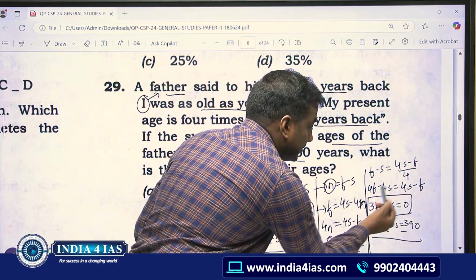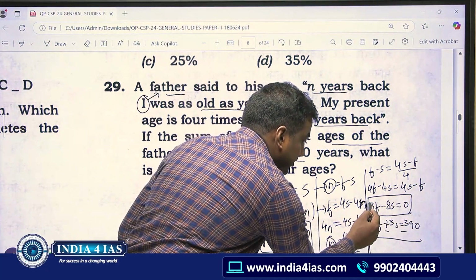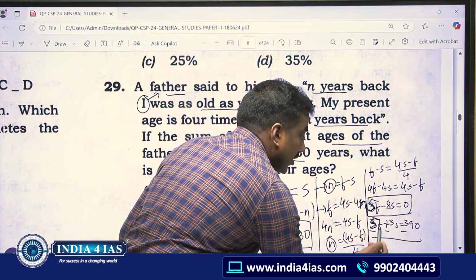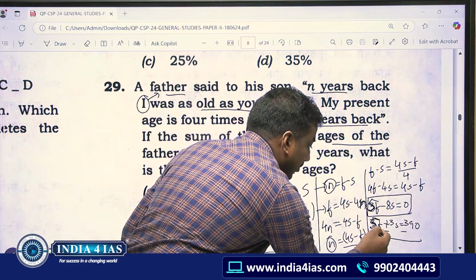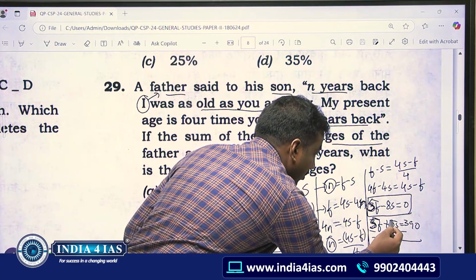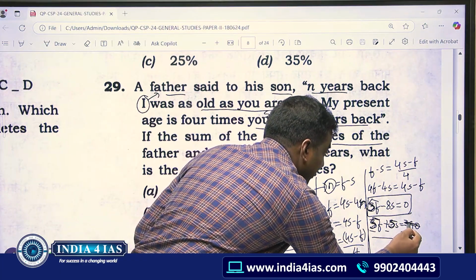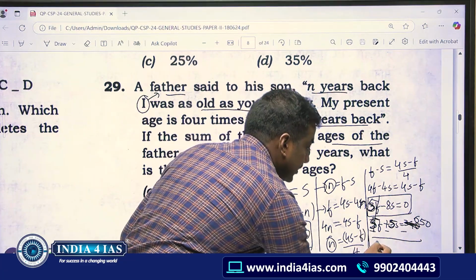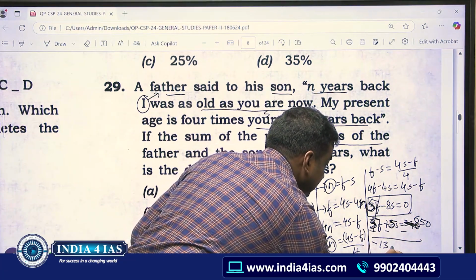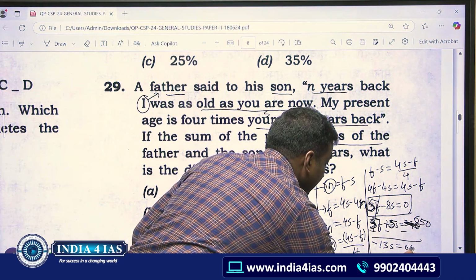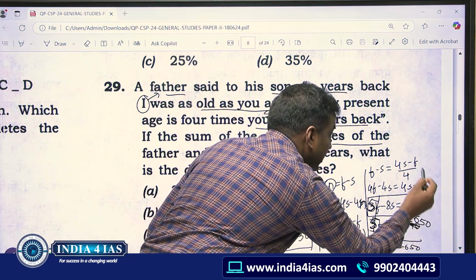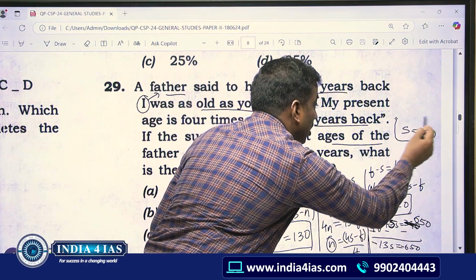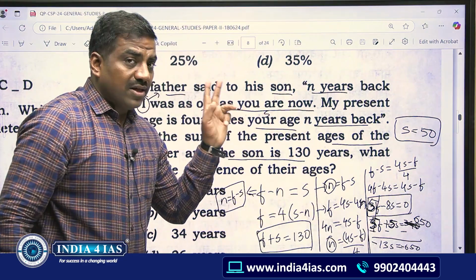So when f comes here, 4f plus f is 5f, so it has to be 5, and in that case this has to be 650. Okay, this gets cancelled. So minus 13s is equal to 650 minus 650... so s value is equal to 50. This is what we got. Out of 3 variables, we get the first variable, that is s.